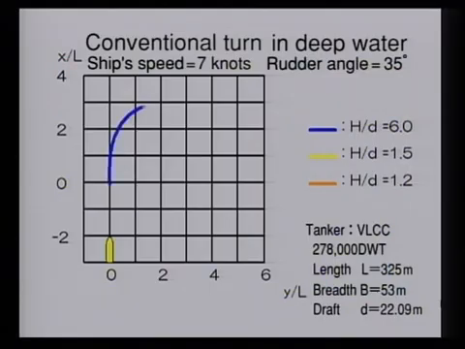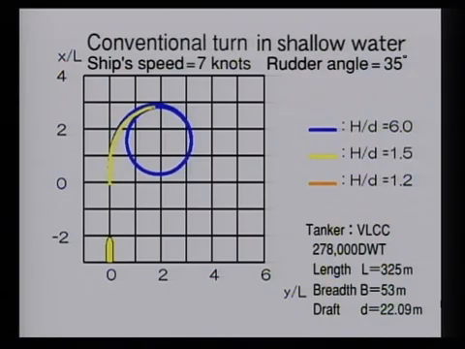This is a ship turning at 7 knots with a 35-degree rudder angle in deep water where the ratio of water depth to draft is 6.0. This is a ship turning in shallow water where the ratio of water depth to draft is changed to 1.5 while the other conditions remained unchanged.